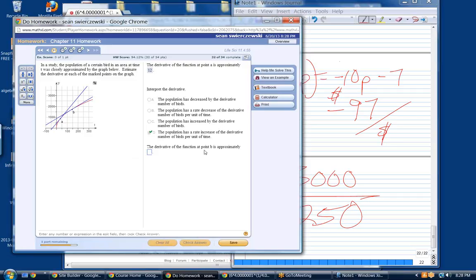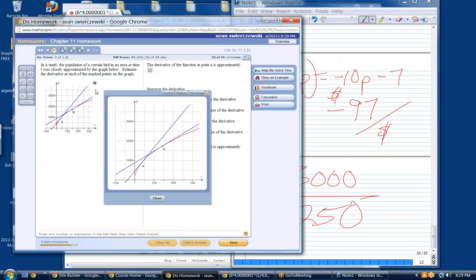The derivative of the function at point B is approximately what? Would that be 150? Well, we got to do the same process. We got to take the change in y over the change in x. And this is not as easy to read because there's nowhere on this point. Yeah, right there it goes through a corner. If you hit the magnifying glass at the top right corner, it makes it big. Okay, good. So what's the slope of this line?